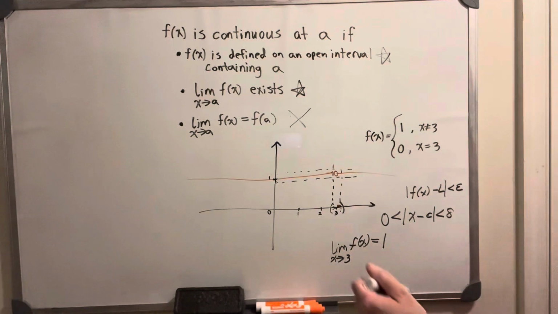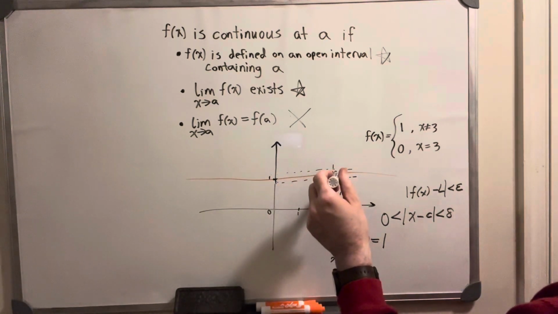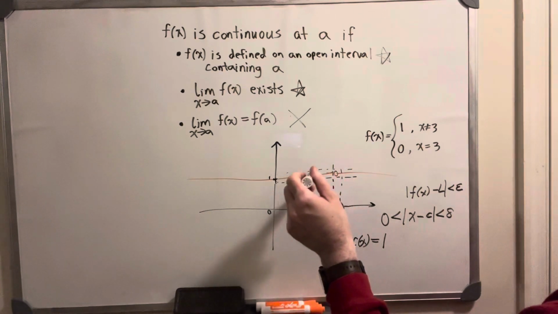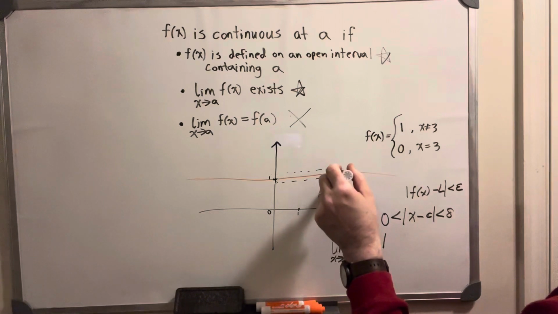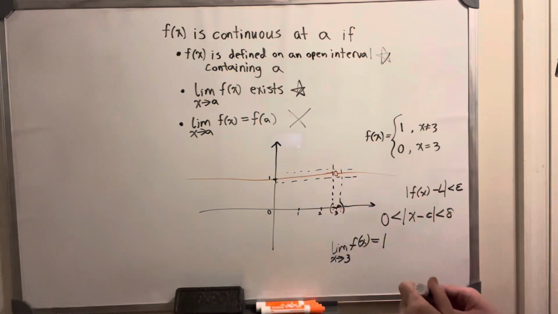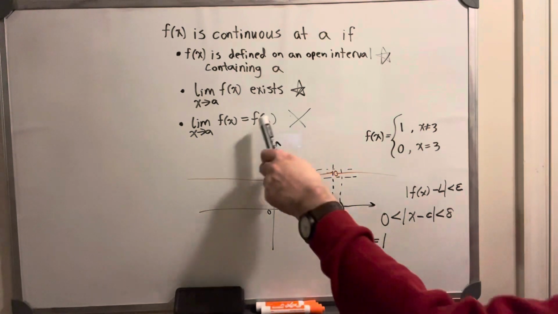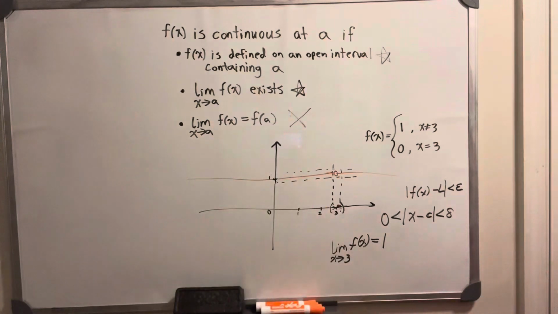A commonly stated way of being able to tell is if you ever have to pick up your pencil or pen or drawing instrument to make the function. That's an indicator that it's not continuous at that point where you had to pick up your pen. But this is the continuity test.